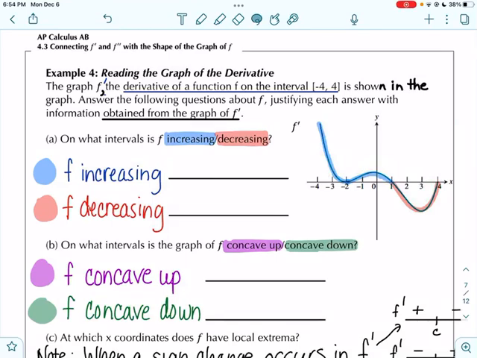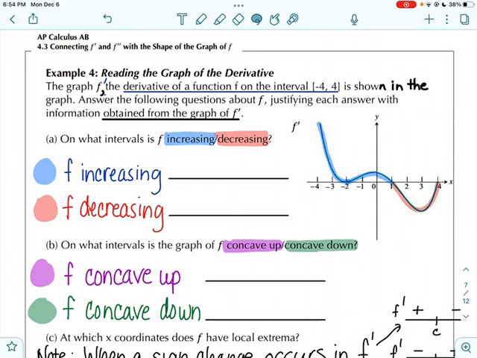Okay, hi kids. We're back for part 2 of the video 4.3, connecting f prime and f double prime with the shape of the graph of f. So we're on example 4, where it says the graph of f prime, the derivative of a function f on the interval from -4 to 4, is shown in the graph below. Answer the following questions about f. Justify each answer with information obtained from the graph of f prime.